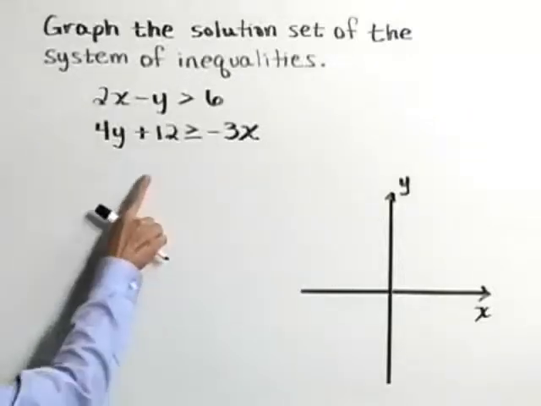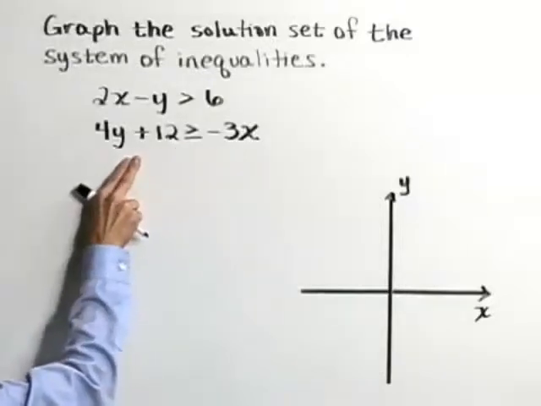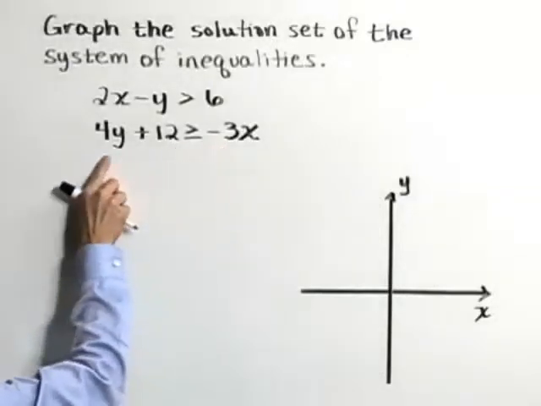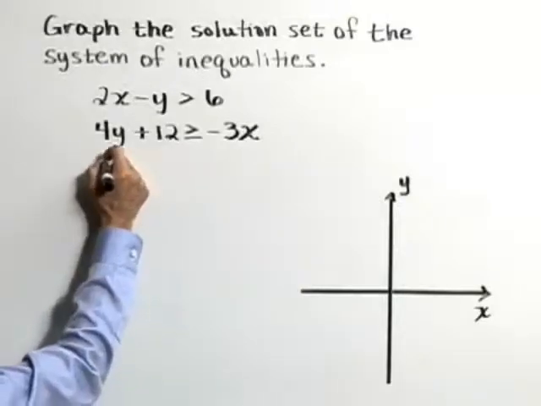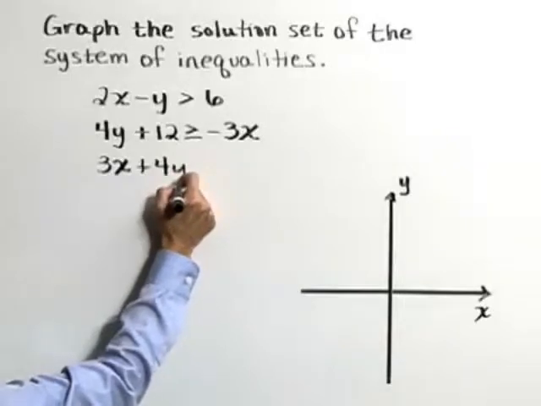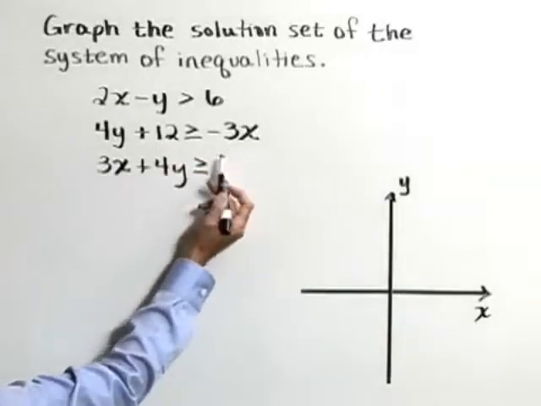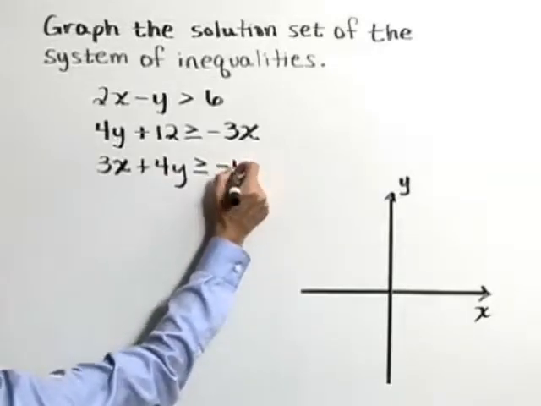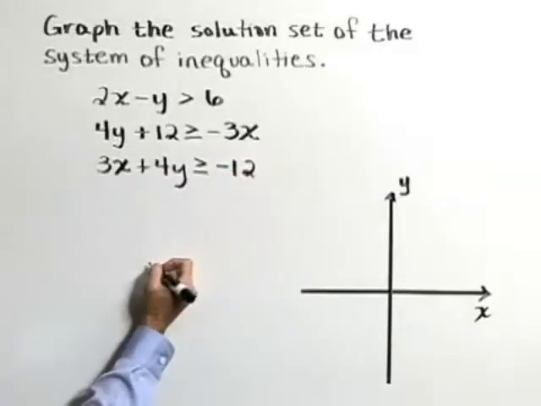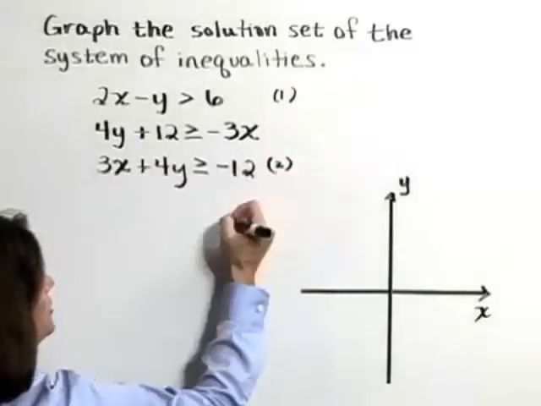I think I'm going to start out by rearranging this inequality and getting my x's and y's on the same side. So I'm going to add 3x to both sides. So it becomes 3x plus 4y is greater than or equal to... Now let's subtract the 12 from both sides. That makes that a negative 12. So we've got our two inequalities here, numbers 1 and 2.